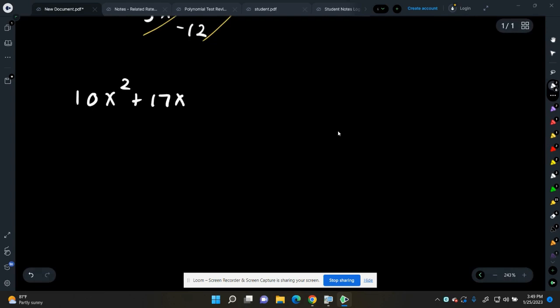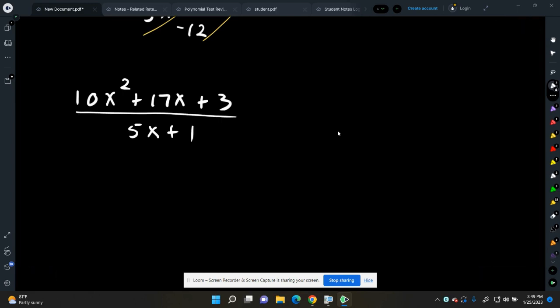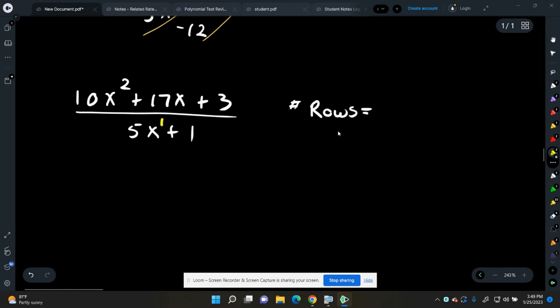Let's do another one. Let's do 10x squared plus 17x plus 3 divided by 5x plus 1. Okay, how many rows? It's the bottom. So look at the exponent. This has an exponent of 1, so it's the bottom plus 1. So we have 2 rows.